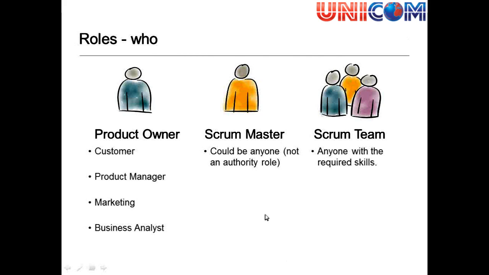And Scrum Master, okay, it could be anyone, so it's not an authority role. They facilitate a lot of the Scrum ceremonies and meetings, so an Agile coach can make a good Scrum Master, but it could be anybody. And the Scrum team is anyone with the required skills. So if you imagine you had to move to a desert island, for example, you need to think that, okay, we need everybody we need in this team to deliver that feature or that piece of software.